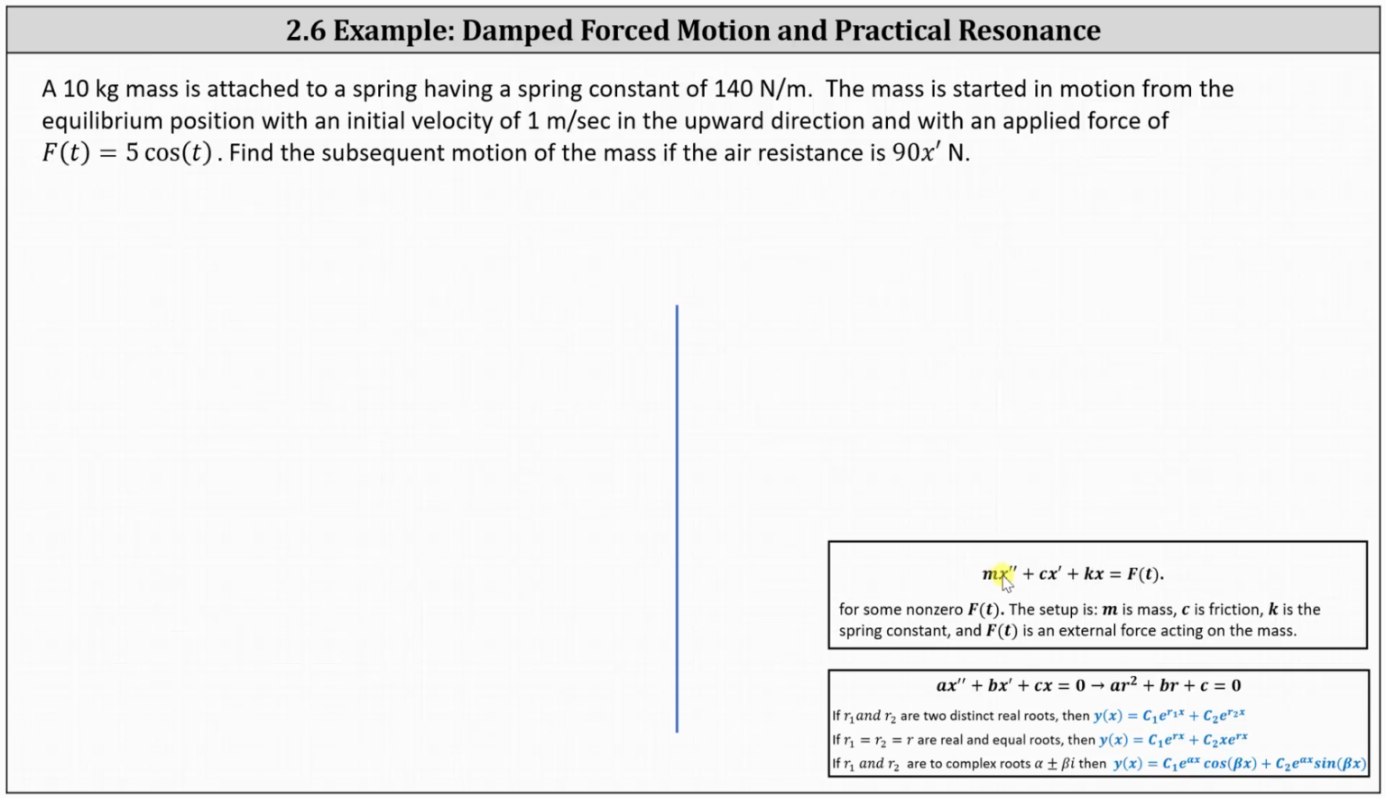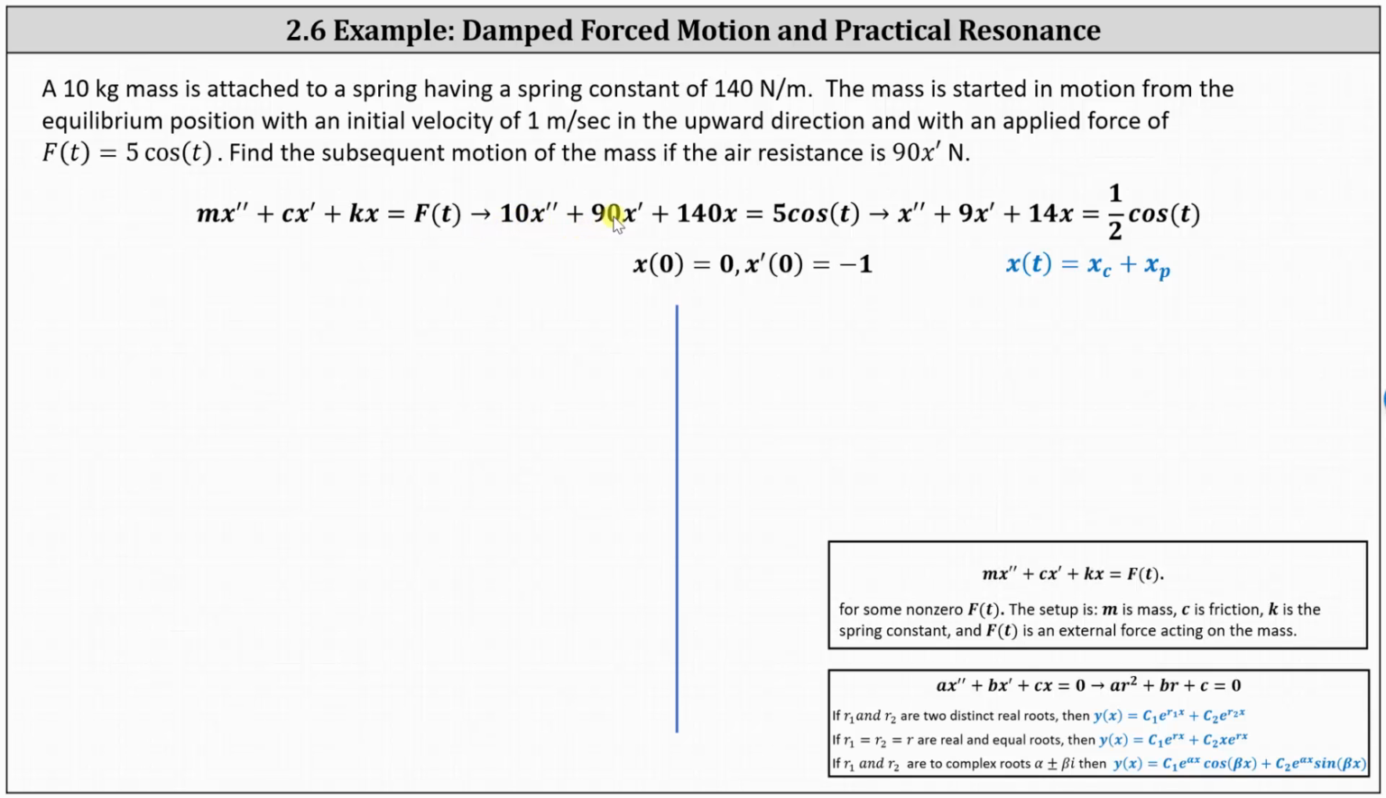We use a differential equation m x double prime plus c x prime plus k x equals big F of t to model the motion of the mass, where m is the mass, c is the friction constant, which in our case is the air resistance constant, k is the spring constant, and big F of t is an external force acting on the mass. So in our case, m is equal to 10, k, the spring constant, is 140. Because the air resistance is 90 times x prime newtons, c is equal to 90, and big F of t is equal to 5 cosine t. This gives us a differential equation, 10x double prime plus 90x prime plus 140x equals 5 cosine t.